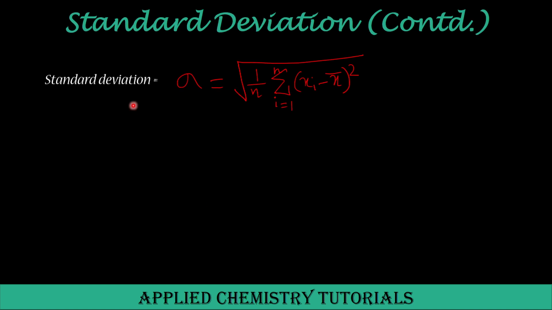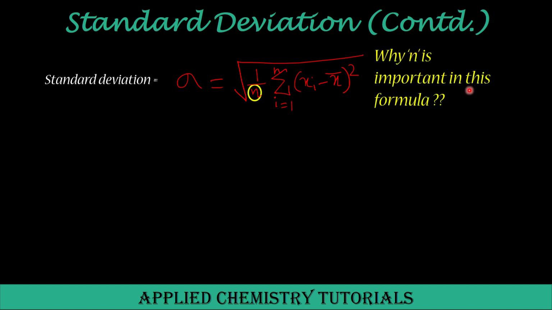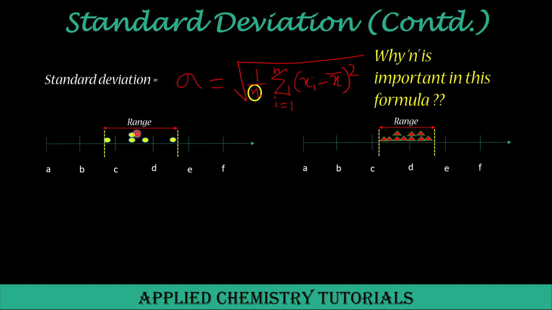In the standard deviation formula, we can see we have a summation of squared terms, which are all divided by the number of quantities n. So why is n important in this formula? To understand this, let us consider two different data sets, set 1 and set 2, which have two different ranges. For set 1 we have a larger range, for set 2 we have a shorter range. In set 1 we have only 5 data, in set 2 we have 10 data, so n equals 5 here and n equals 10 here.